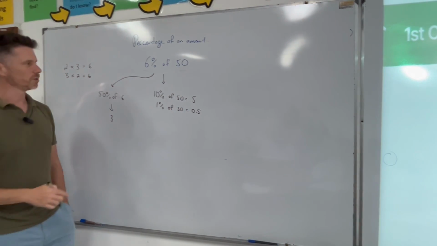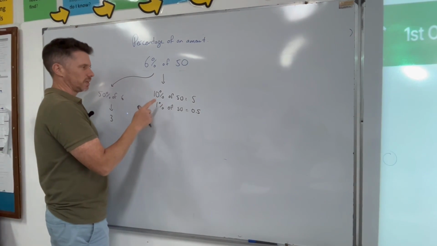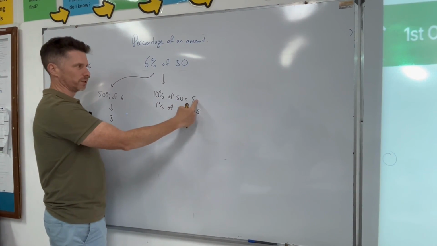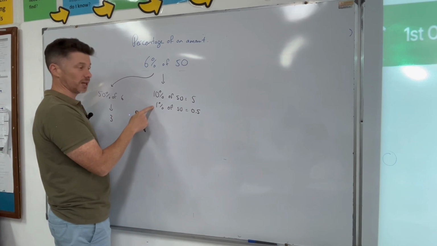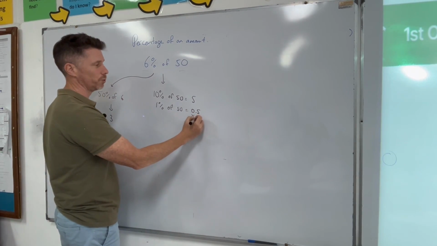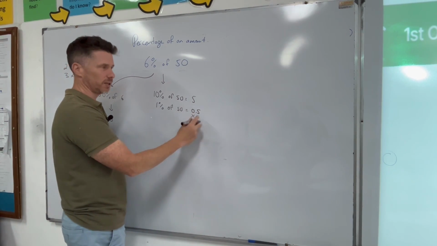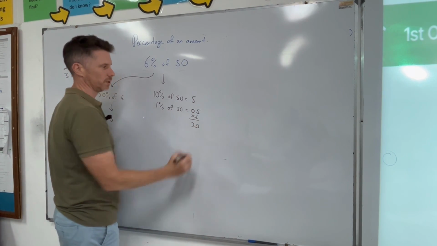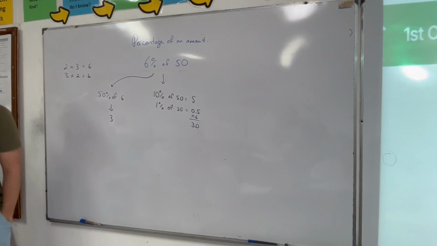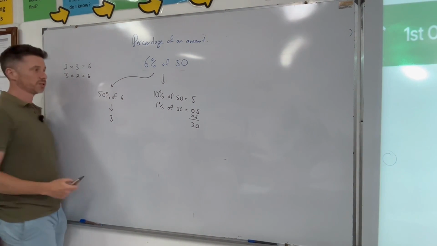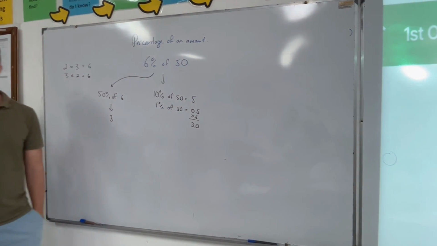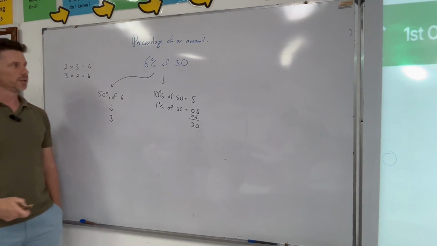You could take this away 4 times from this to get 6%, but it might be easier, I've got 1% here, so I just multiply 1% by 6, and I have 6%. So 6 times 5 is 30, and we know to put 1 decimal place in my answer. That gives 3. So I can work off percentages I know. Easy percentages are 10%, 1%, sometimes 5%, 20% is easy to get. So that's the other way.